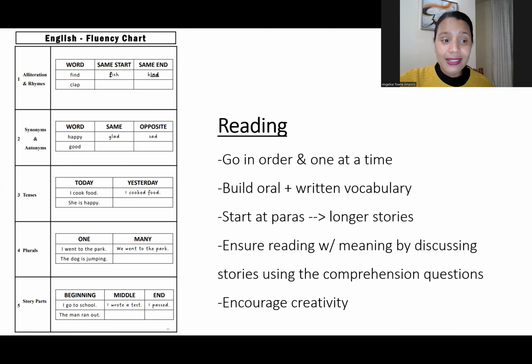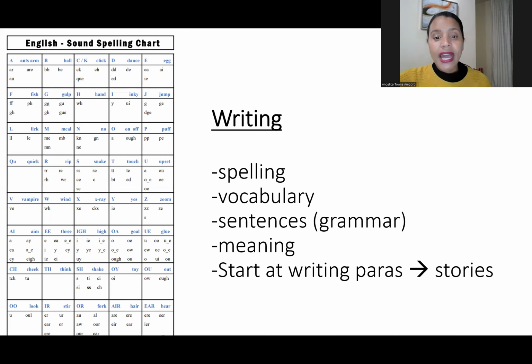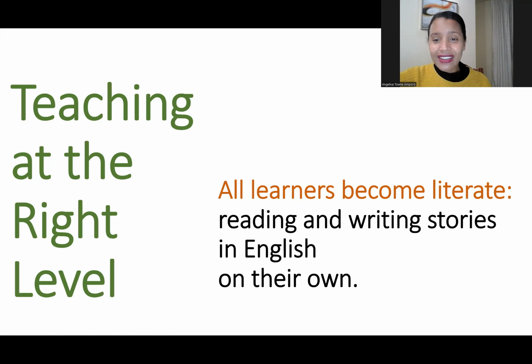Don't give them a list of synonyms and antonyms. That's not going to build their skills. They have to be able to come up with synonyms and antonyms on their own. Remember, they are the ones that need to be able to do a skill, not understanding information that you pour onto them. And lastly, writing, use the spelling chart to be able to spell very well, build, again, vocabulary, build their ability to write their own sentences. Again, you want to start with writing short paragraphs and then get up to longer and longer stories. So that is teaching at the right level, and that's how we achieve this goal of reading and writing stories in English on their own.